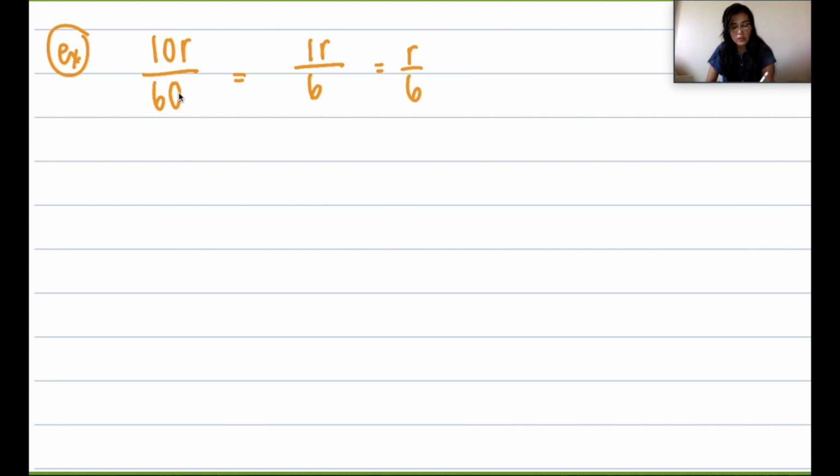Another common fraction that we can simplify might be something like this. Let's say we have r over 2r. In this case, you have r's both on the top and the bottom. Those could actually cancel out, and you would be left with 1 over 2.